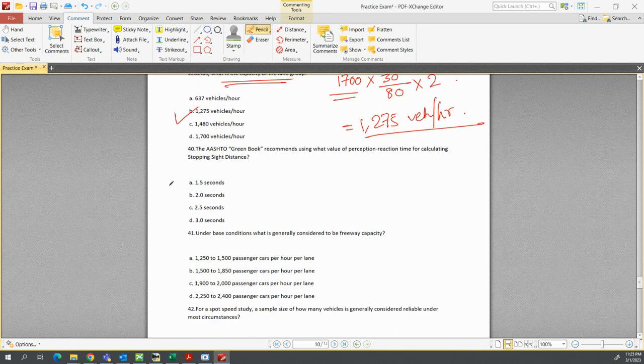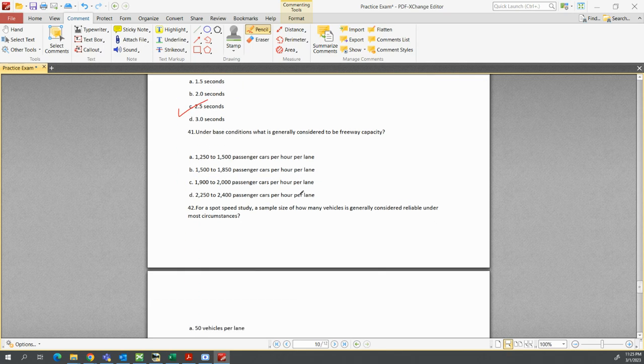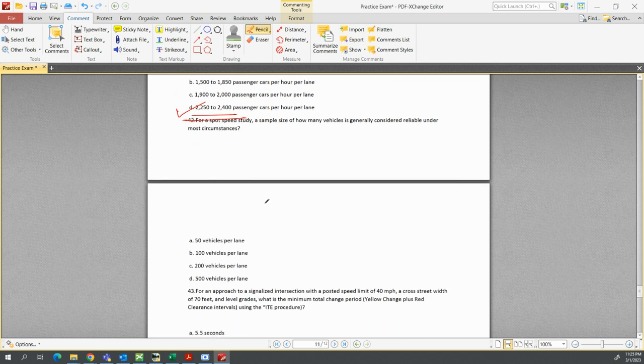The next question, the AASHTO Green Book recommends using what value of perception reaction time for calculating stopping sight distance? I discussed it before only. For AASHTO, perception reaction time is 2.5 seconds, and for ITE, the reaction time is 1 second. So under base conditions, what is generally considered to be a freeway capacity? Freeway capacity under base condition is 2250 to 2400 passenger cars per hour per lane. Now they are doing a spot speed study, a sample size of how many vehicles is generally considered reliable under most circumstances. So under most circumstances in a spot speed study, 100 vehicles per lane is enough.